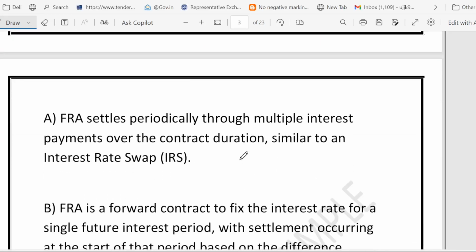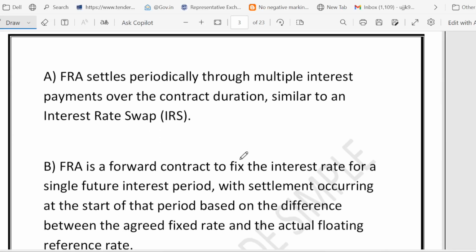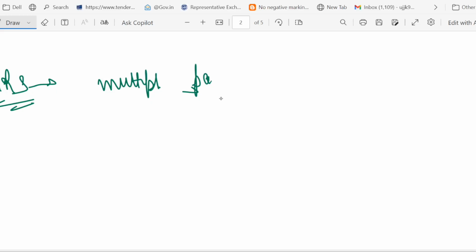Option number A says that FRA settles periodically through multiple interest payments. See, this statement is incorrect. Why is it incorrect? Because it is saying that it's similar to an IRS. If we talk about an interest rate swap, let me just give you a glimpse of IRS. In an IRS, there are multiple payments.